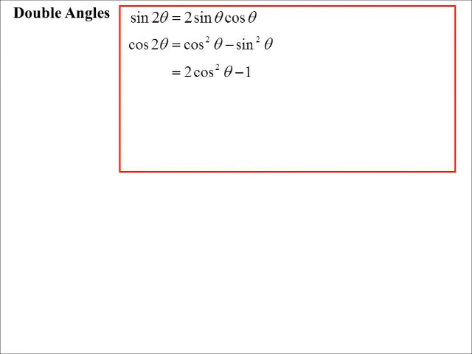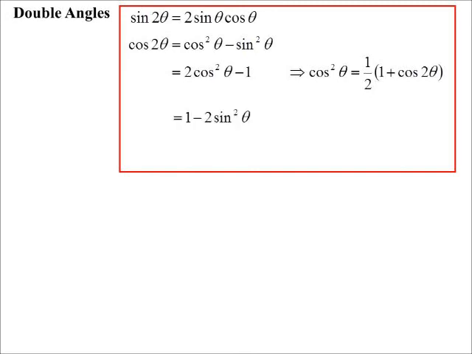Now, where I said it's useful is because sometimes we rearrange it like this and make cos squared the subject. And cos squared becomes a half of 1 plus cos 2 theta. And later on when we're looking at integration, and we want to integrate cos squared theta, it's a lot easier to integrate the cos 2 theta than the cos squared, so it allows us to do a substitution. That's where this one will become very handy later on.